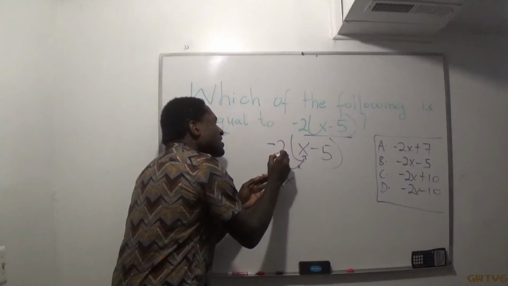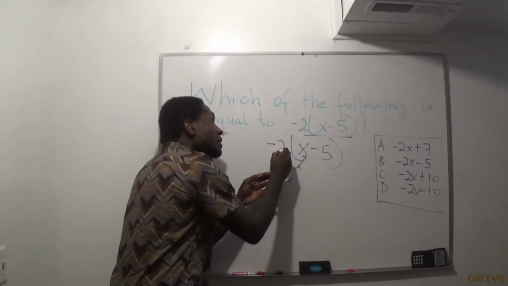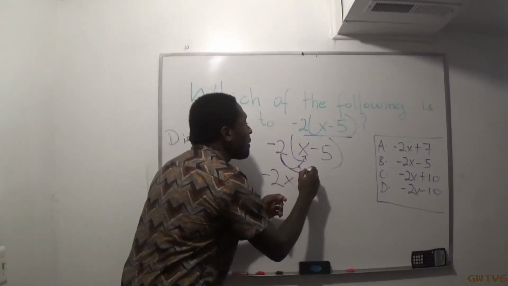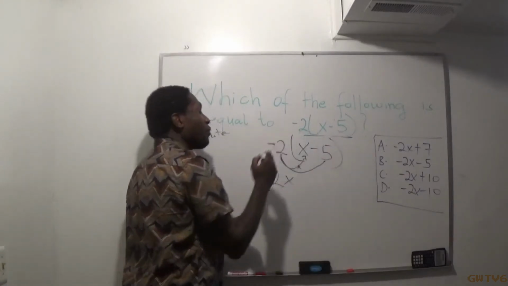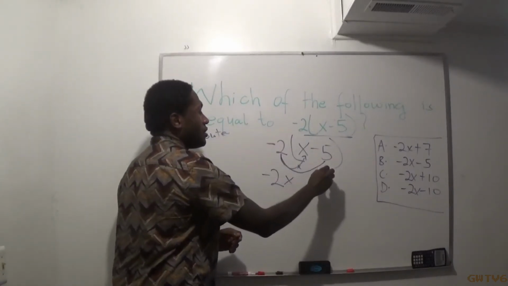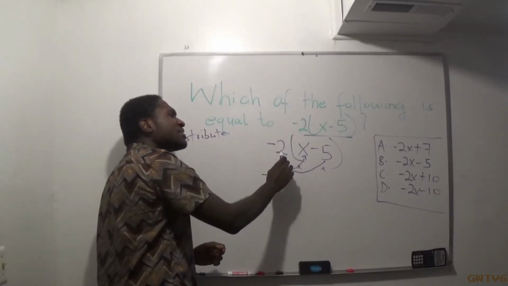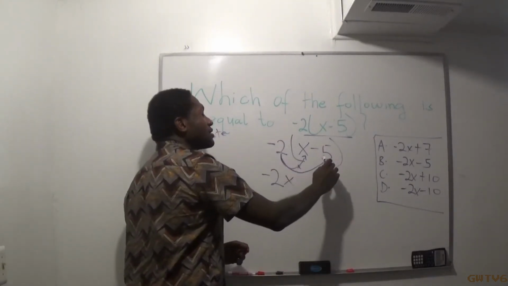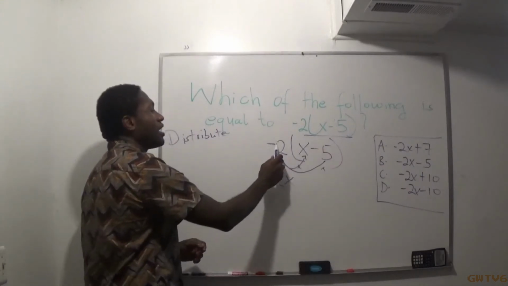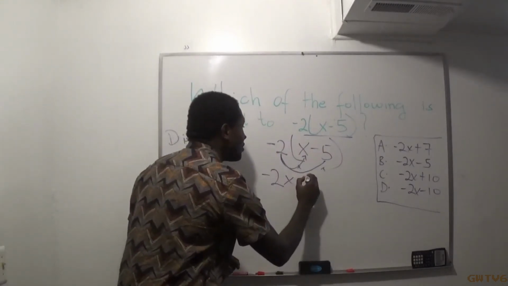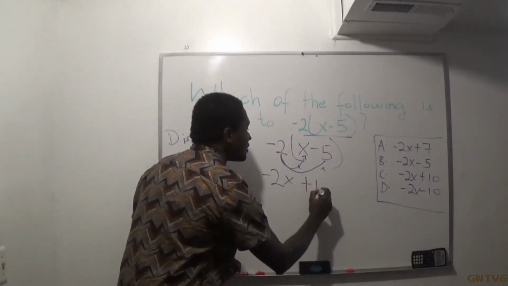And then you will take that same number that you have outside the parentheses and multiply by the second term inside the parentheses. So we did -2 times x, we have -2x. Now we're going to take this same -2 times -5. And negative times negative is a positive. So we have +10.